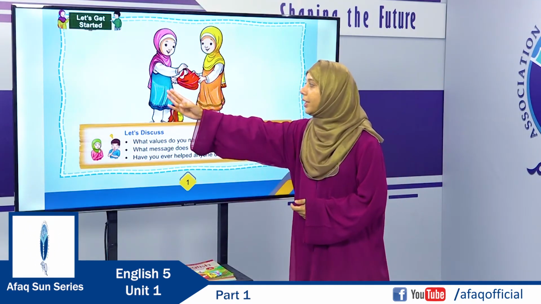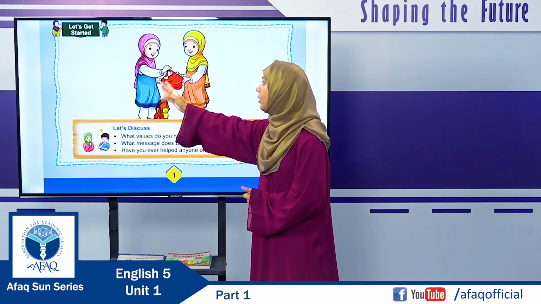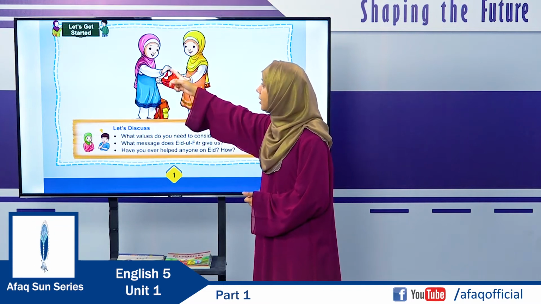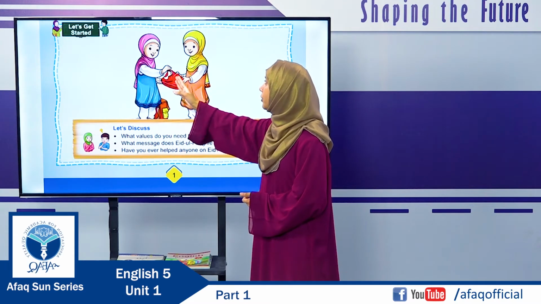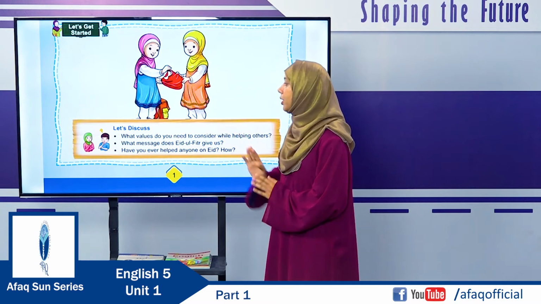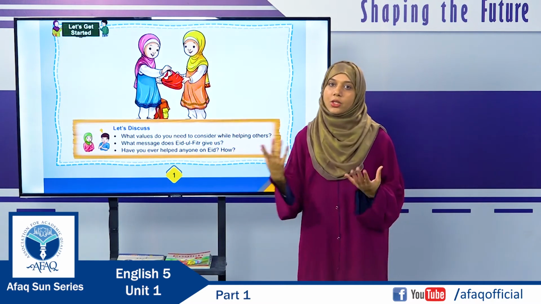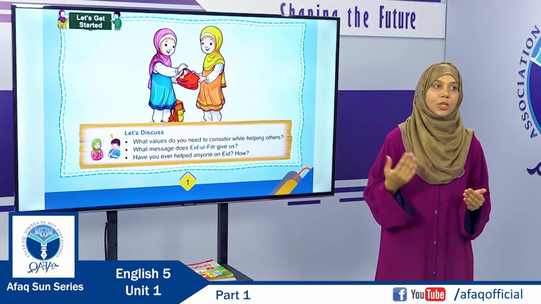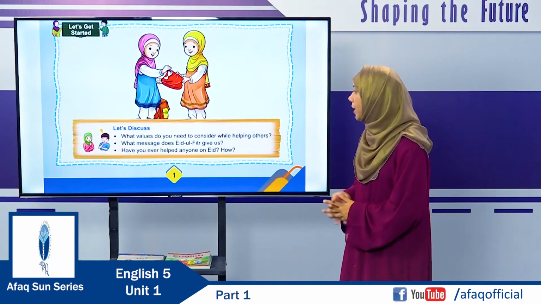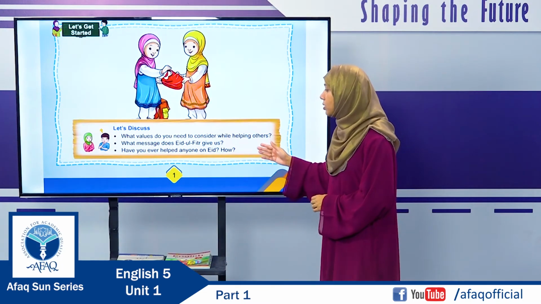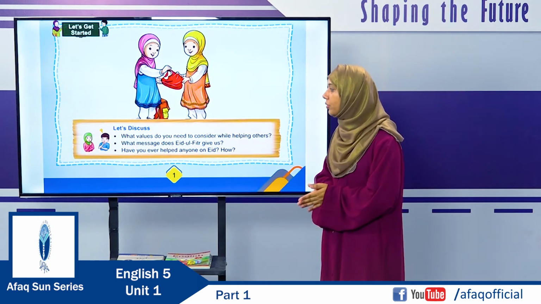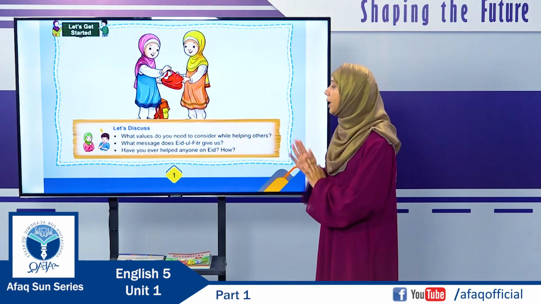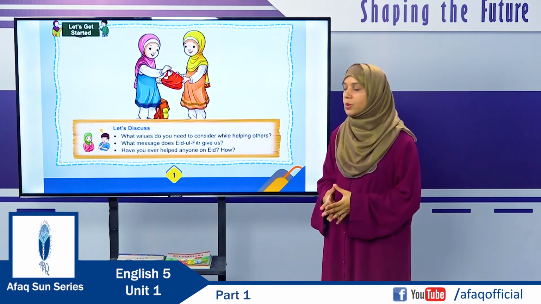Yes, this girl in blue dress is giving something. Yes, it's a dress. She is giving a dress to the other girl. Alright, so what do you think she is doing? Yes, she is sharing this dress with her friend. Okay, now there are 3 questions on page number 1 of your textbook related to this picture. Let's answer these questions one by one.